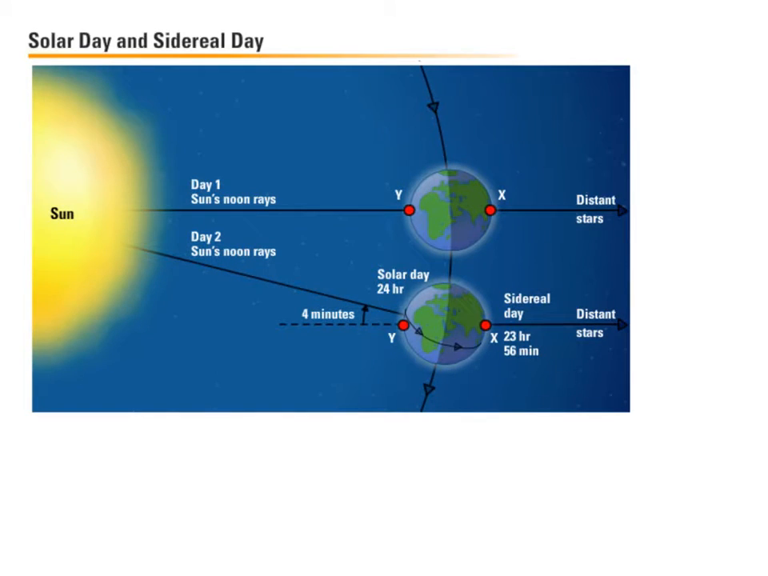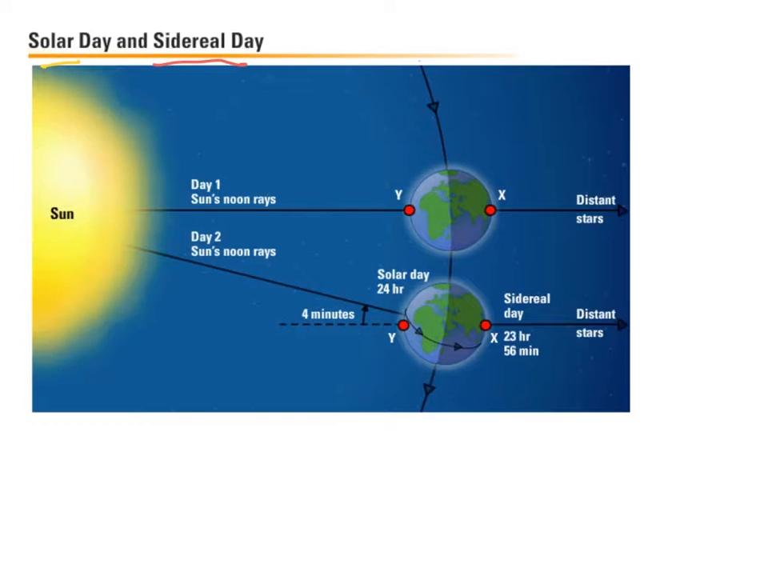So the first motion we're going to talk about is the rotation of the Earth, and that's the spinning of the Earth on its axis. The problem is how do we measure when we've done one complete spin? And we have two different methods. We have a sidereal method, and then we also have a solar method. And the results of both of these are what we call a day.